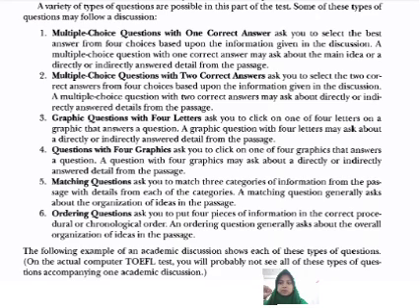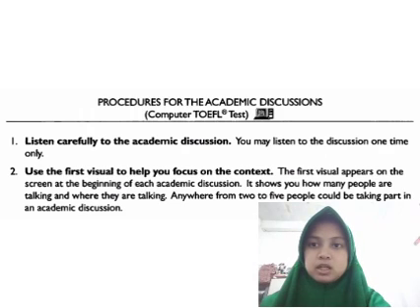The following example of an academic discussion shows each of these types of questions. But on the actual computer TOEFL test, you will probably not see all of these types of questions accompanying one academic discussion. And now we have some procedures to answer academic discussion.